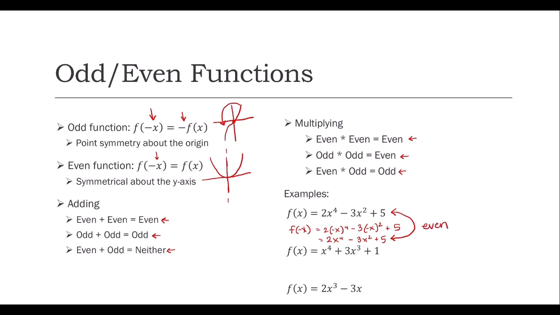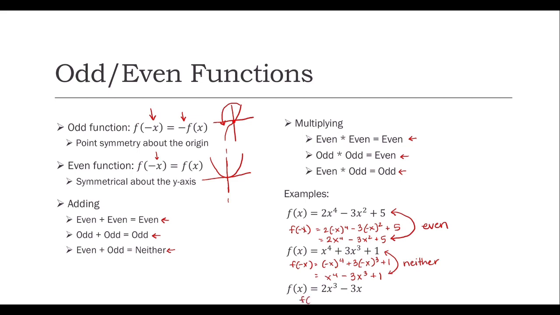For the second one, we'll plug in our negative x. So we get negative x to the fourth plus 3 times negative x cubed plus 1. So this becomes x to the fourth. This negative x cubed will give you a negative, so it'll be negative 3 times x cubed plus 1. So it's not the same as our original function. And if we pull a negative out, it still won't be the same as our original function. So this is going to be neither.